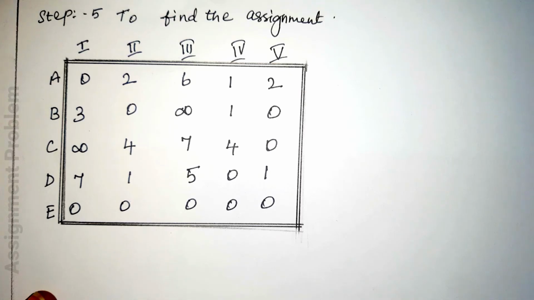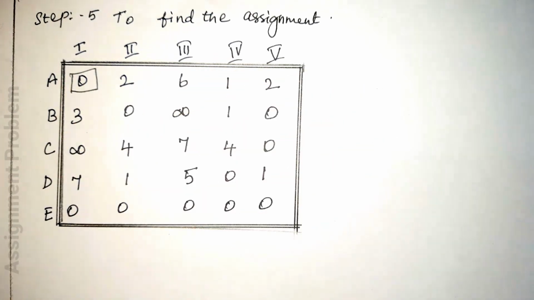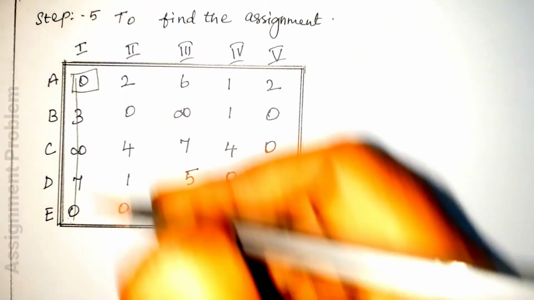After row reduction and column reduction, we have to find the assignment. For finding the assignment, we have to go for row scanning first. In the first row, we have a single 0. So put a square mark and then you have to draw a vertical line passing through that 0.